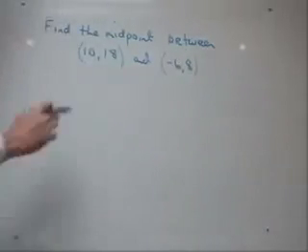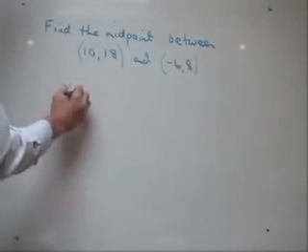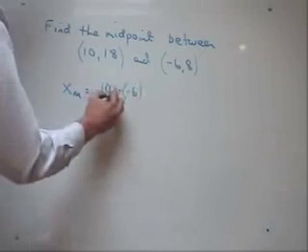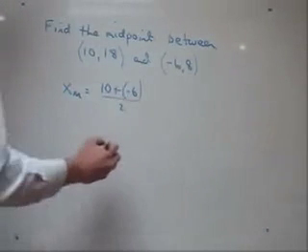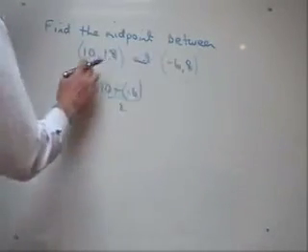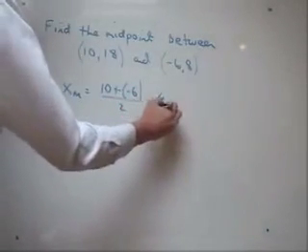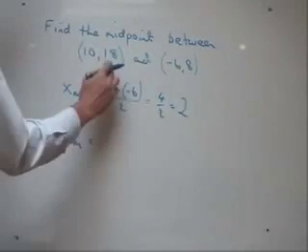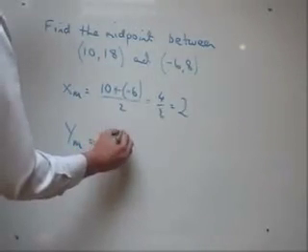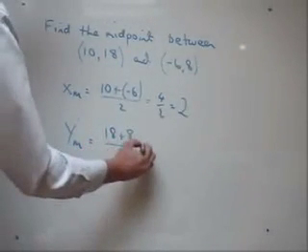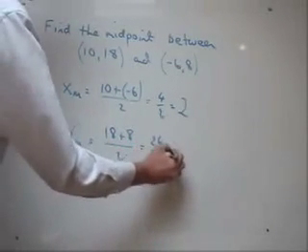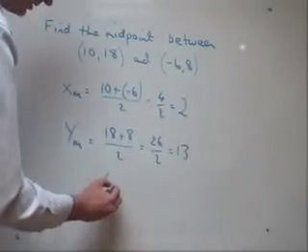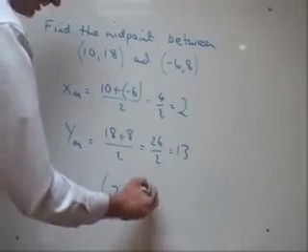6a. Midpoint's like an average. So the midpoint of the x's will be 10 plus negative 6, over 2. 10 plus negative 6, the average of the two x's, so it's 4 over 2, which is 2. The midpoint of the y's will be the two y's added together and divided by 2. So 26 over 2 is 13. So the midpoint is the point (2, 13).